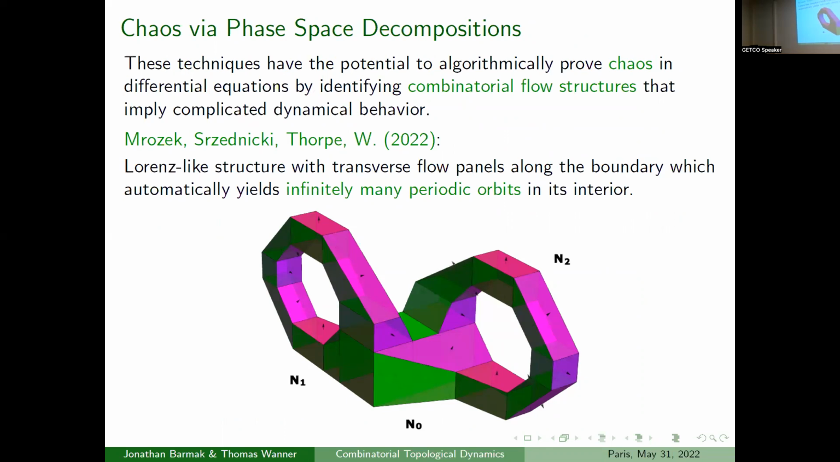You can actually identify certain structures that if you can find these structures in your flow, you're automatically guaranteed that the underlying differential equation has chaotic behavior. So if we could find somehow transverse rectangles in a three-dimensional flow, where the flow is going out everywhere where it's red and going inside everywhere where it's green, that theory will actually tell you that you're guaranteed that there's infinitely many periodic orbits inside this region. And this is absolutely a rigorous result. But again, for finding these structures and analyzing them, that's where the combinatorial dynamics is coming.